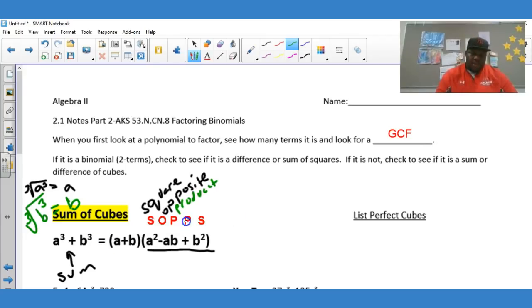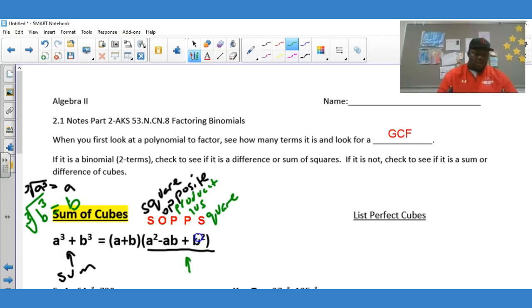And then this P here stands for plus. This will always be a plus. And then right here, square the last term, b. So SOPs: square the first term, opposite sign, product of the two terms, plus sign right here, and square the second term.